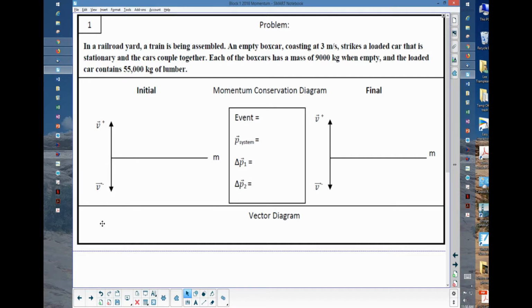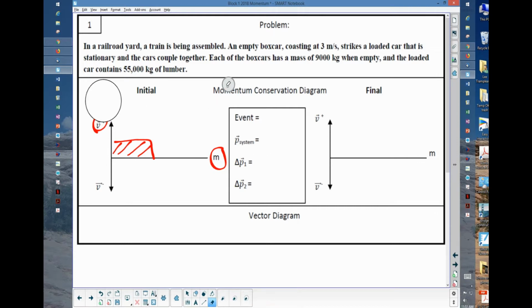Okay, so to solve our momentum problems, we're going to use a system of momentum conservation diagrams. What we have here is velocity on the y-axis and mass on the horizontal axis. And so momentum becomes the area under the curve, right? That would be my momentum there. Okay, so let's get started and see how this works.